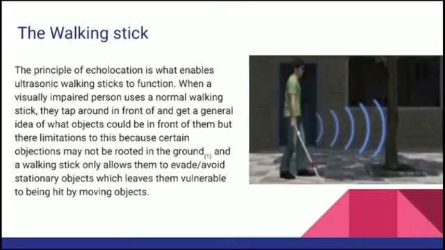Echolocation is what enables ultrasonic walking sticks to function. When a visually impaired person uses a normal stick, they have limitations, because certain objects may not be rooted in the ground, and a walking stick only allows them to avoid stationary objects, which leaves them vulnerable to being hit by moving objects.